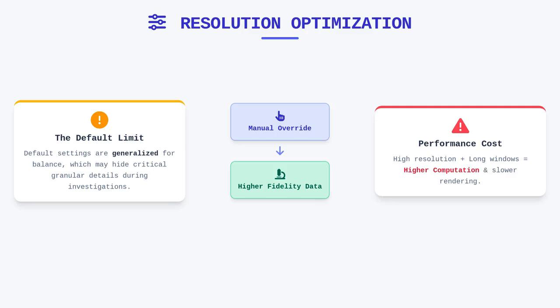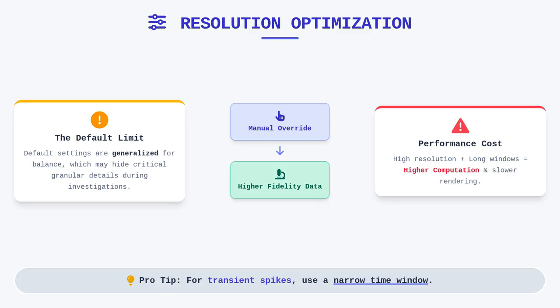Always select an evaluation time window that aligns with the context of your investigation. If you are troubleshooting a transient spike, a narrow window is superior to a wide one.